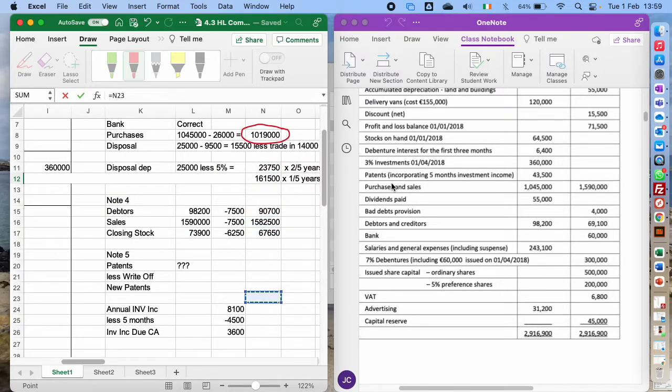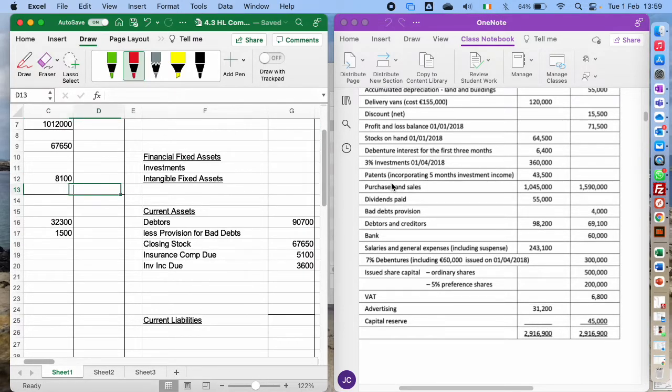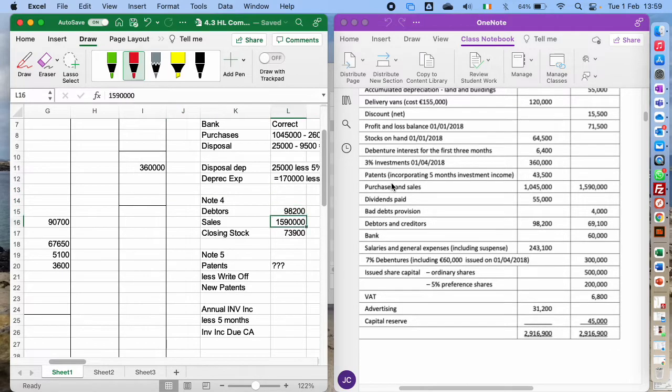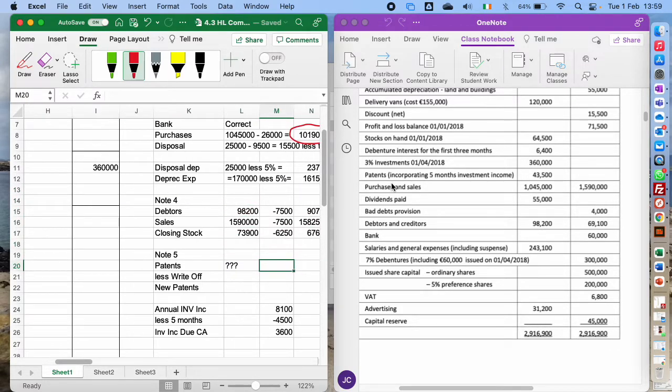And that's the 8-1. Okay, so back to this thing here. So the patents figure I have here is 43,500. Investment income, asset, liability, expense, or income? Debit or credit?